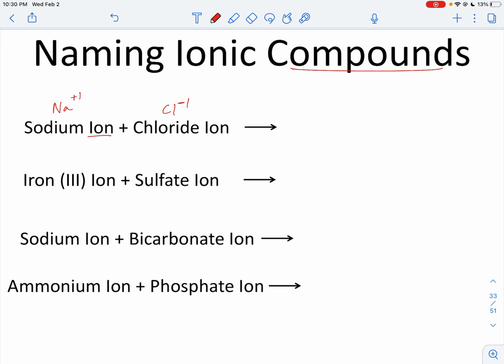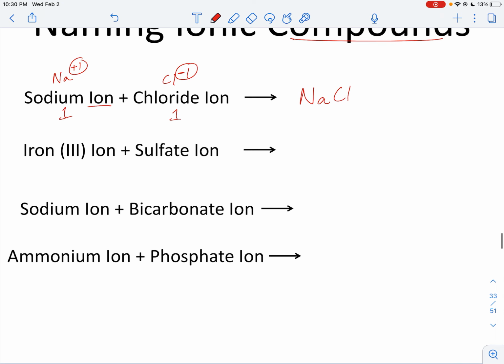Well, to get a neutral compound, if we just had 1 each, +1 and -1, that adds up to 0, or cancels out, or however you want to say it. So we just need 1 each. We just need 1 sodium ion and 1 chloride ion, and so we can just write that compound like this, NaCl. Remember, metal first, non-metal second, or cation first, anion second. And you don't include the charges. So it's just sodium chloride.